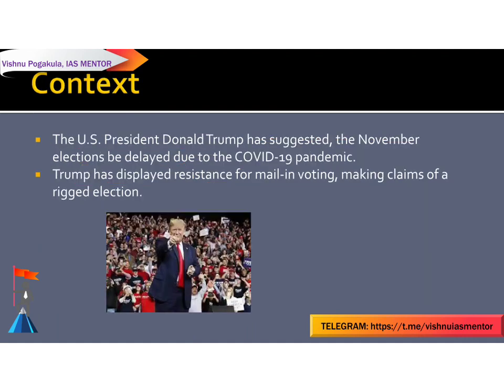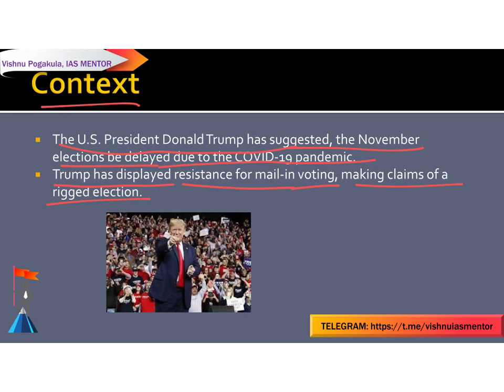So let's get into the context. What happened is that US President Donald Trump said that the November elections should be delayed due to the COVID-19 pandemic. So this was being suggested by President Trump. That was the main context.